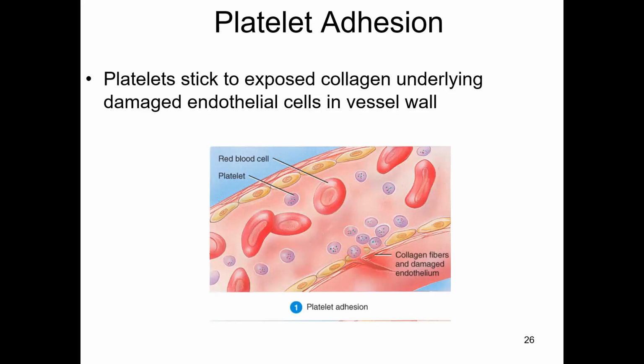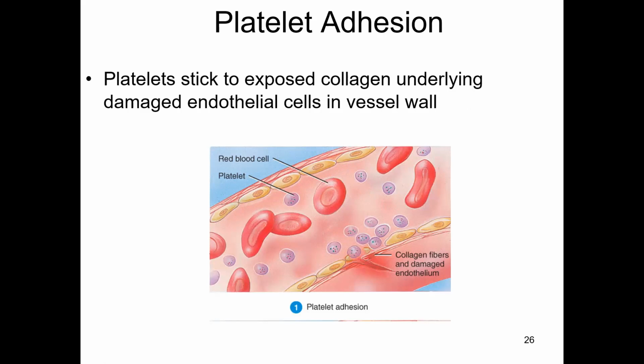Here's our model. You can see the blood vessel internal lining. These yellow cells are the endothelial cells. You see red blood cells, you see the platelets. And the platelets are filled with all kinds of very useful components. We'll talk about them in a minute. So now we are seeing an injury down here at the bottom.